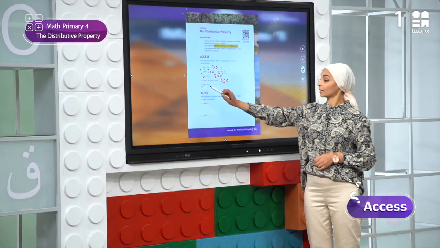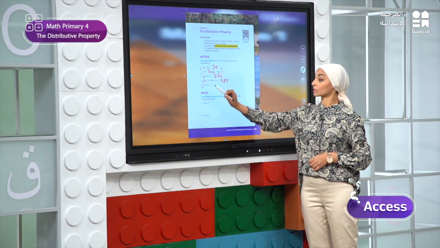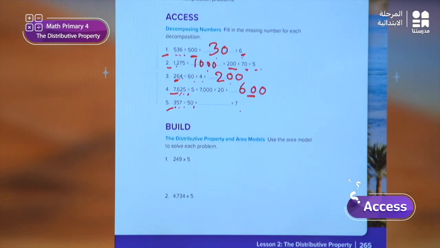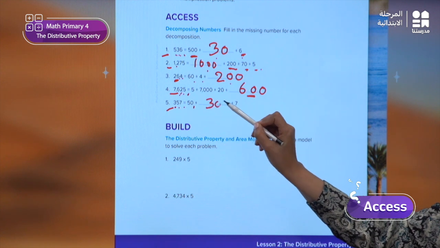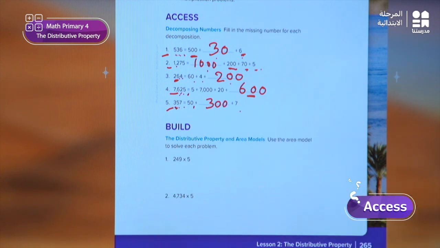The same is true for problem number 5. Where the answer is what? Here I have 357 equals 50 plus 7 plus what? Of course, 300. Why? Because the 3 is in the 100 place.